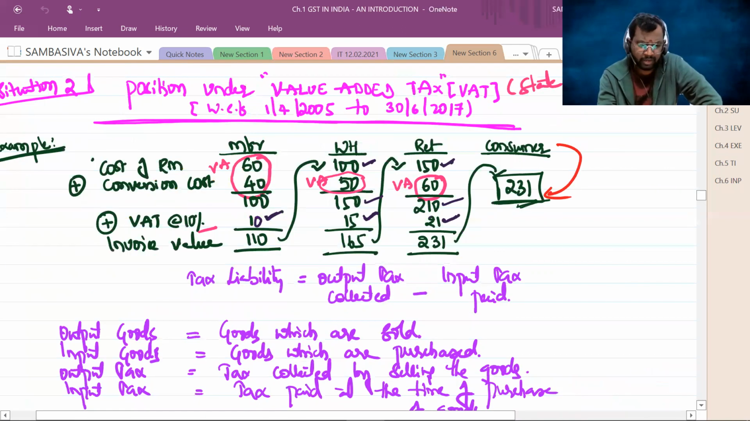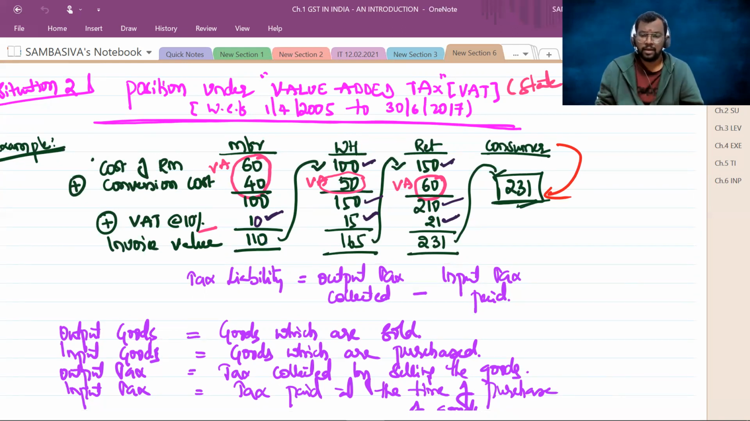Right, sir? So here you can see manufacturer level, cost of the raw material 60, conversion cost 40 rupees, totally 100. Add VAT at the rate of 10%, 10 rupees, totally 110. When it comes to the wholesaler level, he won't record the value of the goods purchased as 110 rupees. He will record at 100 rupees only. Though he paid 110 to the manufacturer, in his books of account he will record only 100. Because whatever 10 rupees he paid to the manufacturer in the form of input tax, he will get back in the form of input tax credit.